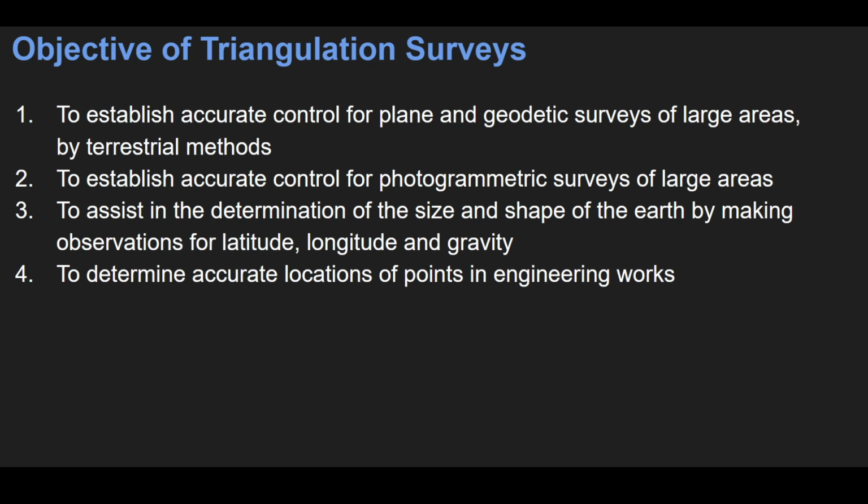Okay, so in photogrammetry, we need control points because we use them for geometrically correcting the aerial photos, because in the aircraft there are different variables. Your aircraft can tilt, so then you have to compensate for that. You have to correct your photos to be geometrically correct. Then to assist in the determination of size and shape of the Earth by making observations for latitude, longitude, and gravity. And lastly, to determine accurate locations of points in engineering works.